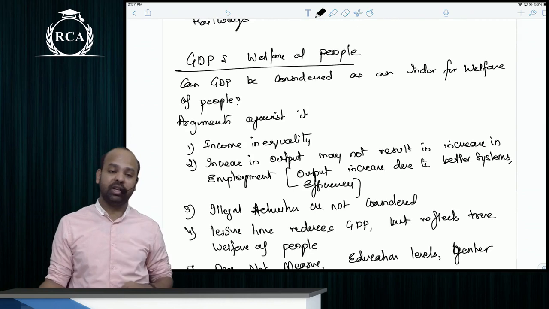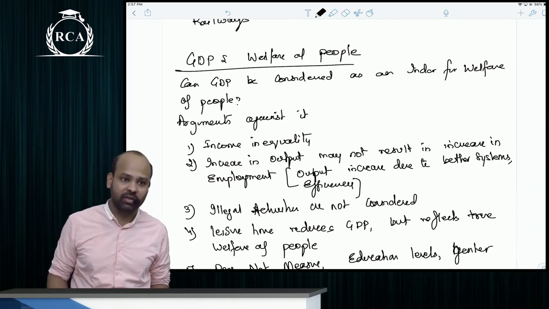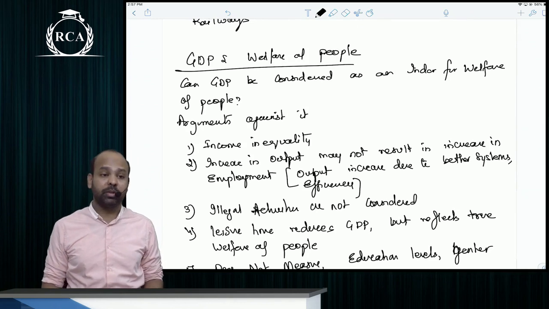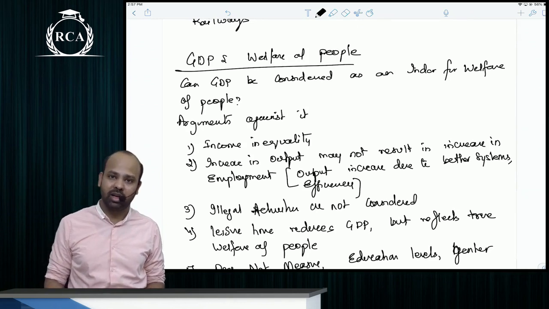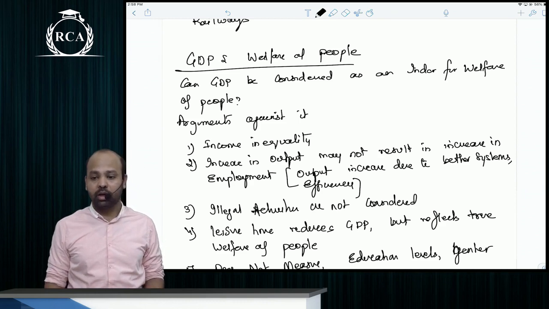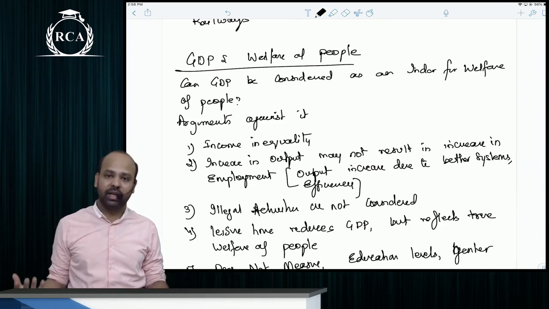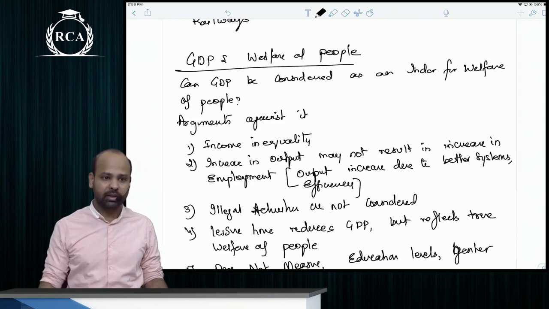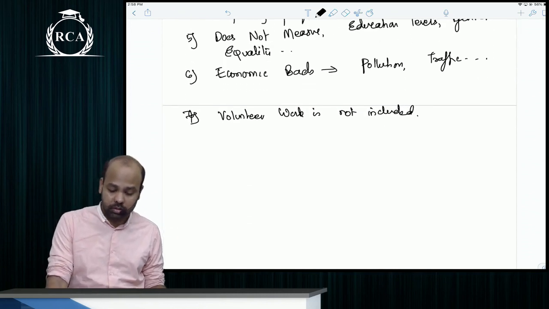Then, can GDP be taken as a measure of welfare of people? There are many arguments against it. GDP cannot measure income inequality. An increase in output may not actually result in an increase in employment. It does not take education levels, health, life expectancy into consideration, nor your leisure time, and there are economic bads as such. Illegal activities are not considered.